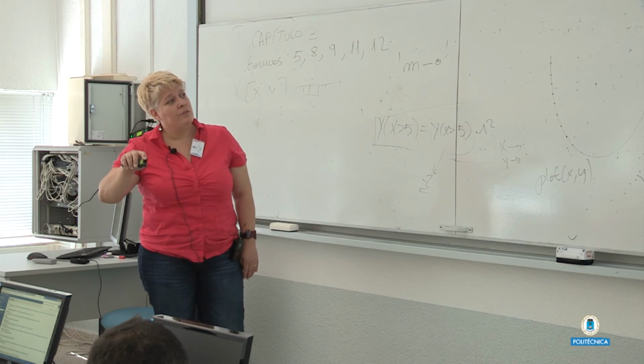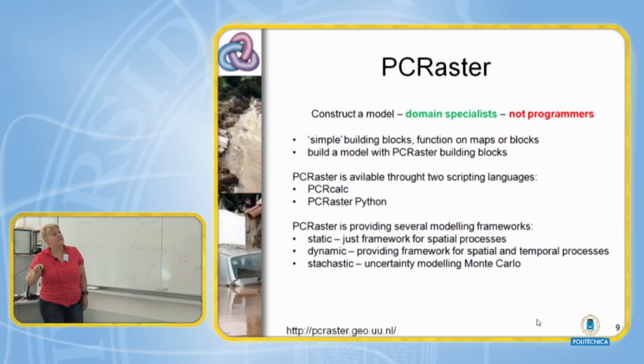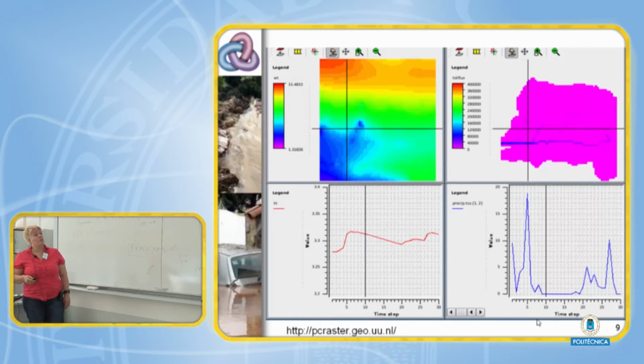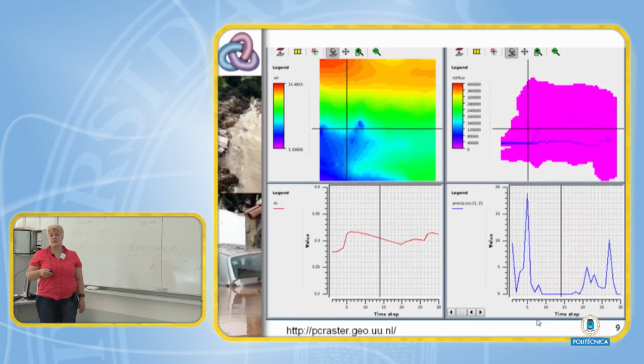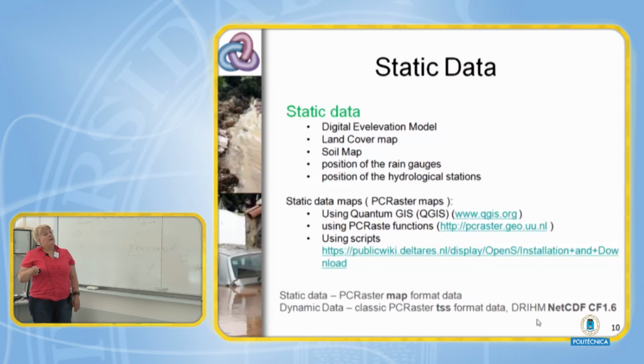This should be written stochastic, not something like that. And this is how the data could be visualized. So this is Aguila, a visualizing tool that comes with PC Raster, and it's very useful.